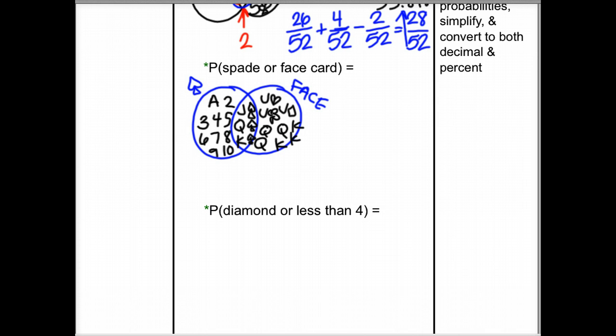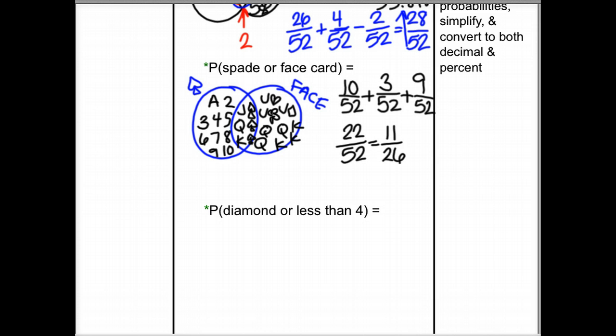And so if we add these all up, each of them out of 52 cards, it's going to be 1, 2, 3, 4, 5, 6, 7, 8, 9, 10 out of 52. We have 3 in the middle, and we have 1, 2, 3, 4, 5, 6, 7, 8, 9 on the right side. 10 plus 3 plus 9 is 22 out of 52, which simplifies to 11 out of 26. And if we change that into a decimal, 11 divided by 26 gives you 0.423, which is 42.3%.